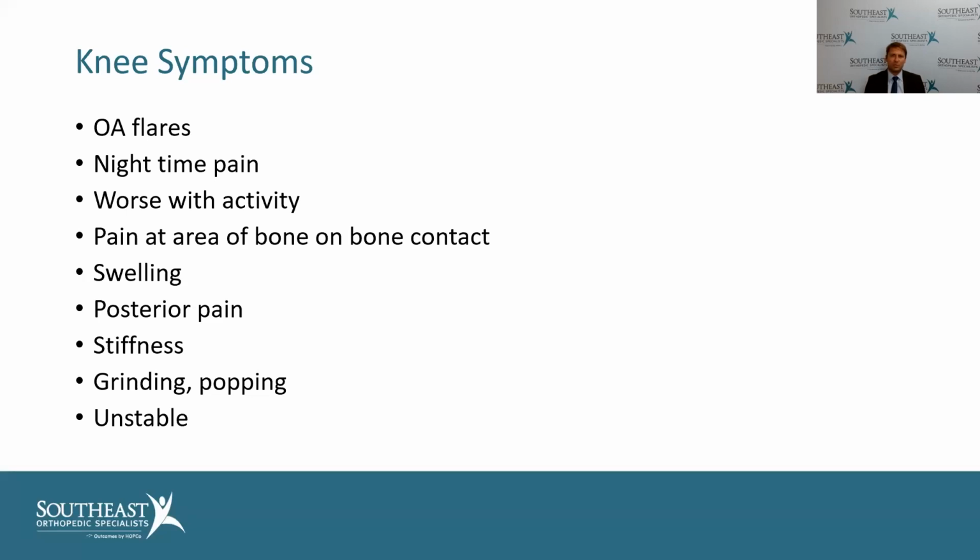This can be associated with swelling. Often patients will describe pain in the back of their knee. This is frequently thought to be because the arthritis tends to wear out most commonly in the back of the knee, and that's also where you tend to get meniscus tears most frequently. Over time, the knee will typically stiffen, and people will describe crepitus, which is grinding, popping, catching of the knee. And often patients, although their ligaments are actually stable, will have a feeling of instability, like the knee wants to give out.